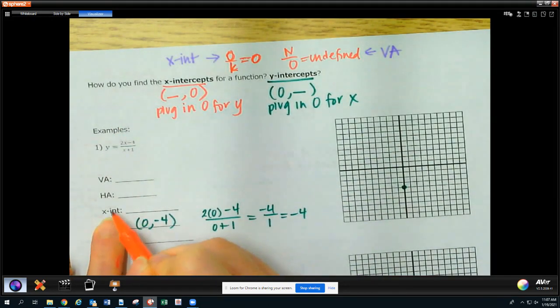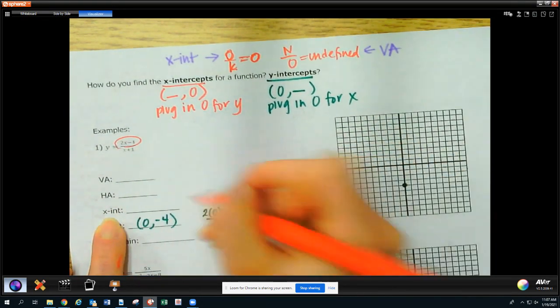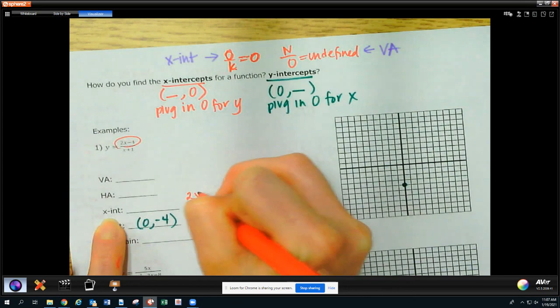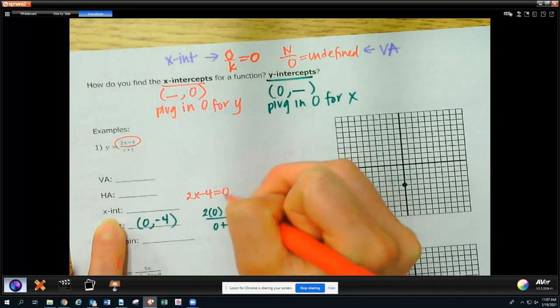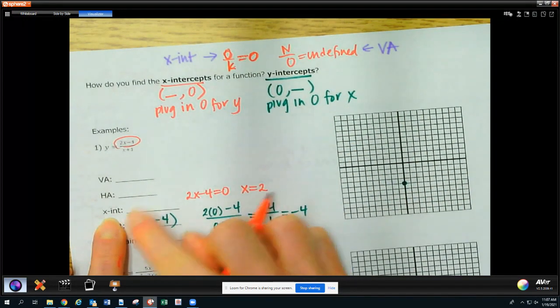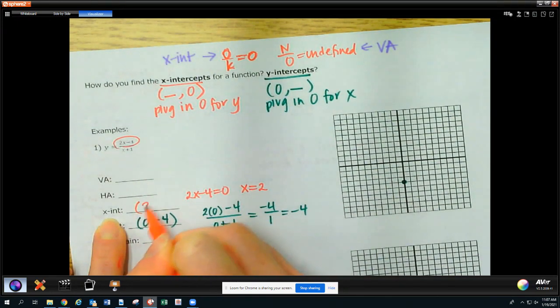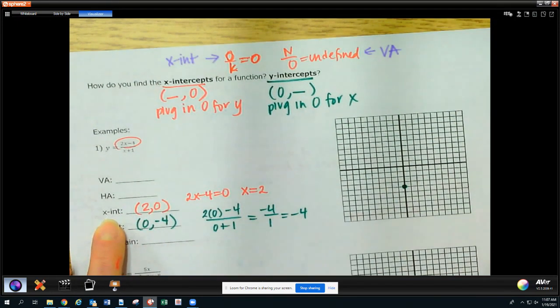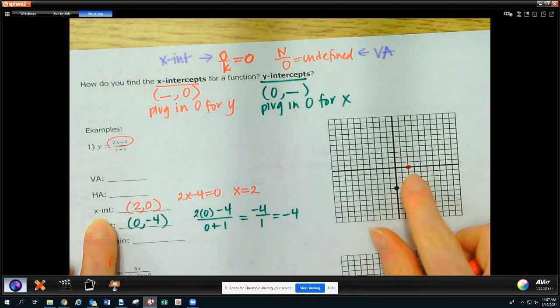For the x-intercept, let's use red. That's where we set the top equal to 0. So that says 2x minus 4. Hopefully you can see that clearly on your copy. So 2x minus 4 equals 0. Add 4 to both sides and divide by 2. You end up with x equals 2. Do not write x equals 2 right here. Write it as an ordered pair. X is 2 when y is 0. So there's our x-intercept right there.